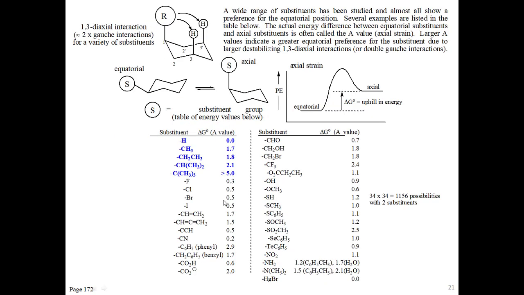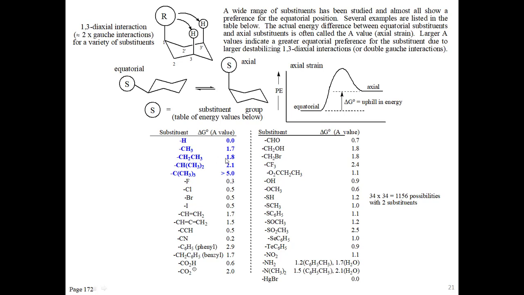So here's a whole bunch of energies. Okay? There's even more energies, but I got this out of a book. So we have lots of different energy values. Okay, I'm kind of focusing here just on the carbon ones. So I have an H, which is our reference point. That's going to be 0. But then I could put a methyl. We just saw that one. That's 1.7.